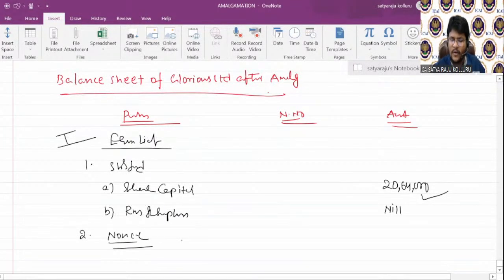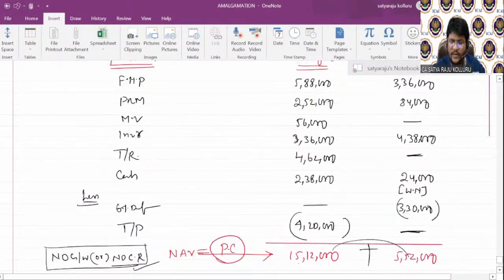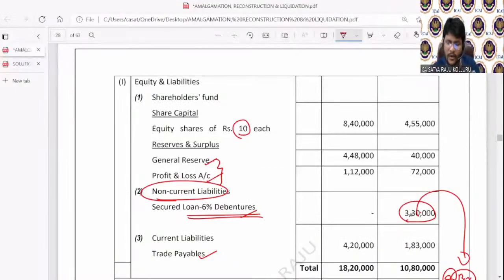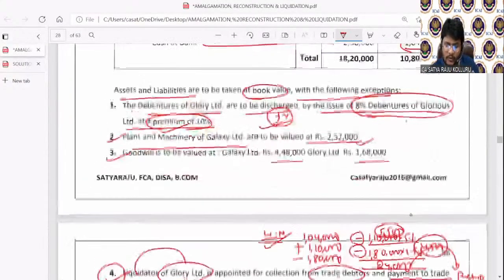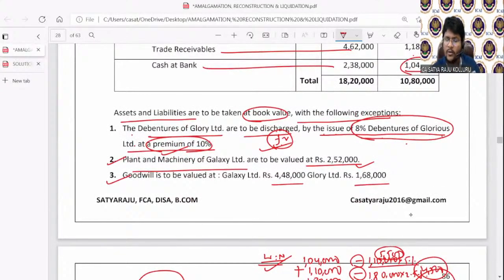Sir, in case of non-current liabilities, which items are there? 6% debentures are there. For such 6% debentures, we are issuing our own company debentures worth 3,30,000. But out of such 3,30,000, how we are going to issue is important. Please check here. The debentures of Glory Limited are to be discharged by issue of 8% debentures at a premium of 10%. Oh my God, premium is there, guys, here.